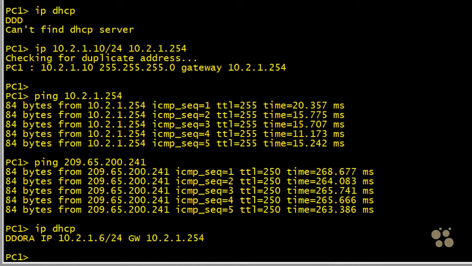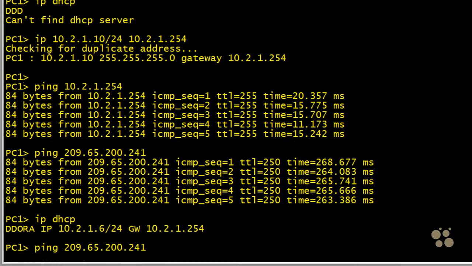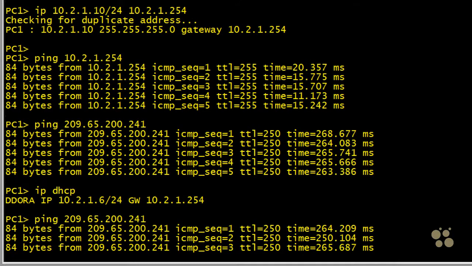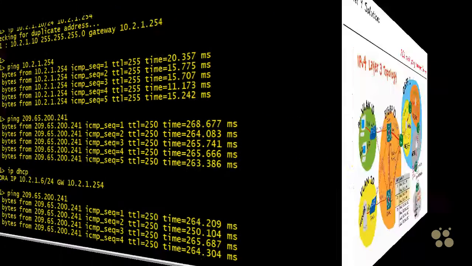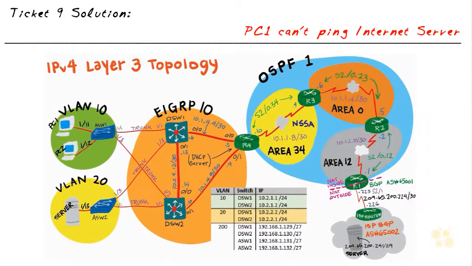And that looks great. Let's also verify that we can do a ping to 209.65.200.241. And now we're doing it using a DHCP assigned IP address. In trouble ticket number 9, the fault domain was R4. The technology was a DHCP pool where the entire range of the pool was excluded. And the fix was modifying that exclusion so that it had at least one address to hand out to a client who needs an IP address.